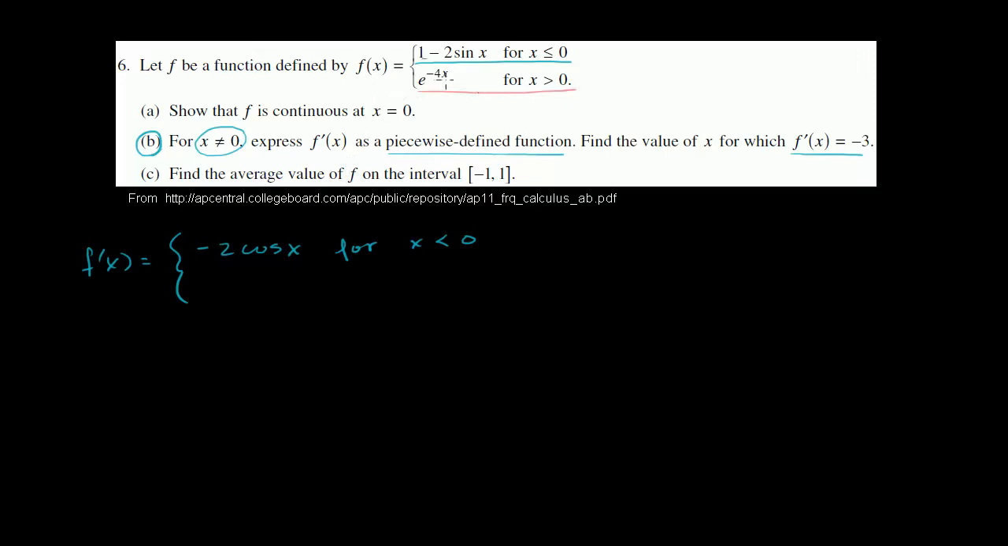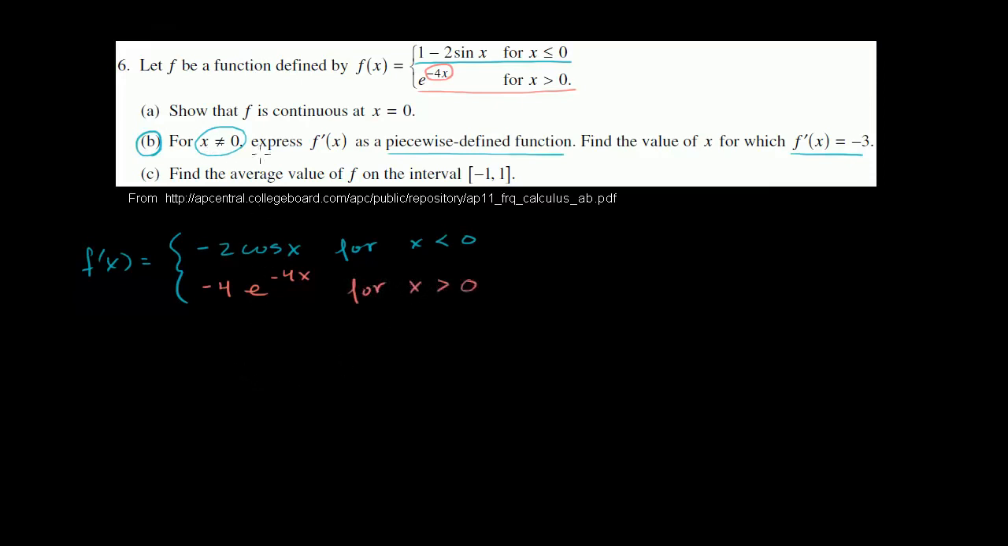And we'll just do the chain rule. The derivative of negative 4x with respect to x is negative 4. And the derivative of e to the negative 4x with respect to negative 4x is just e to the negative 4x. Sometimes you can say this is the derivative of the inside times the derivative of the outside with respect to the inside. So either way, it's negative 4 e to the negative 4x for x is greater than 0.